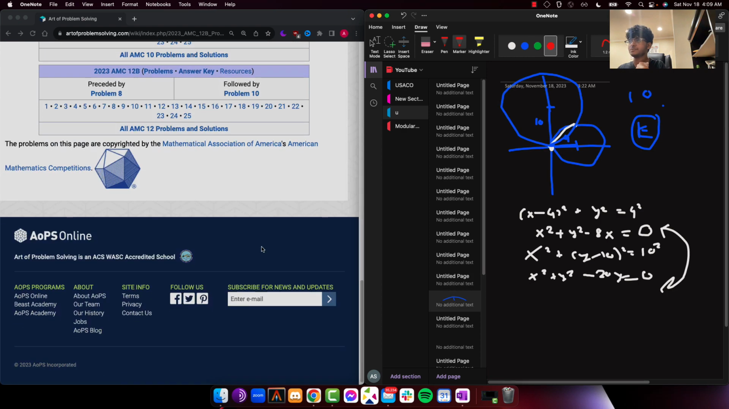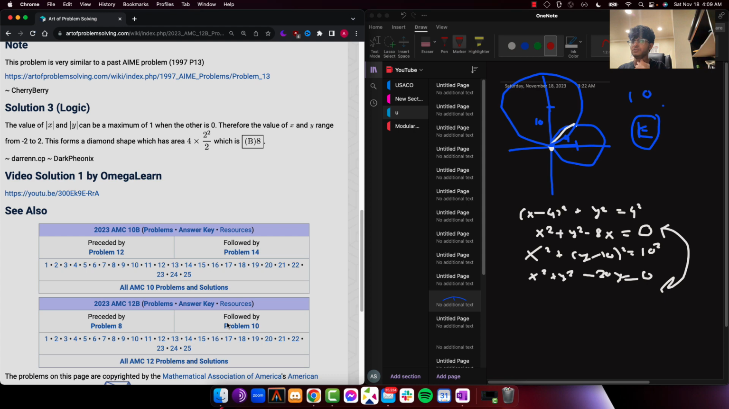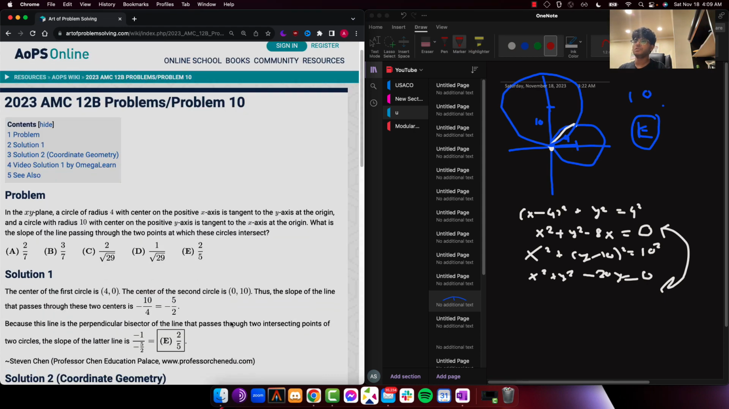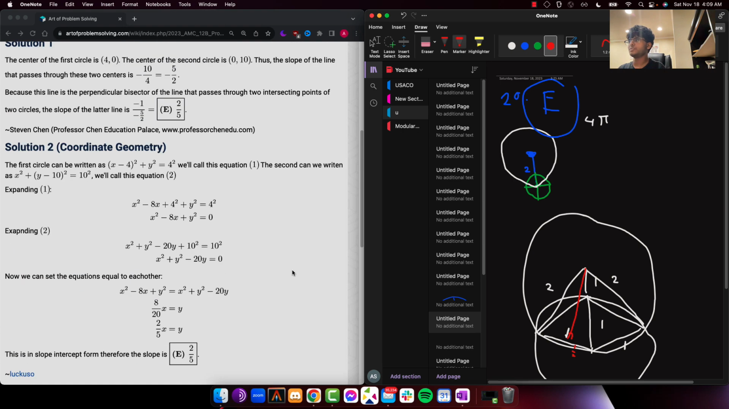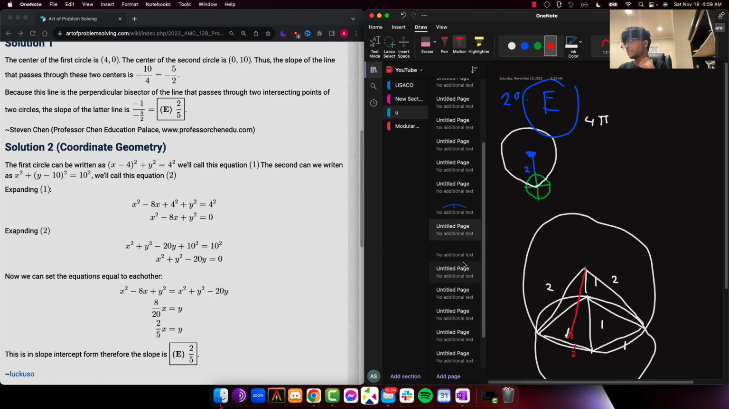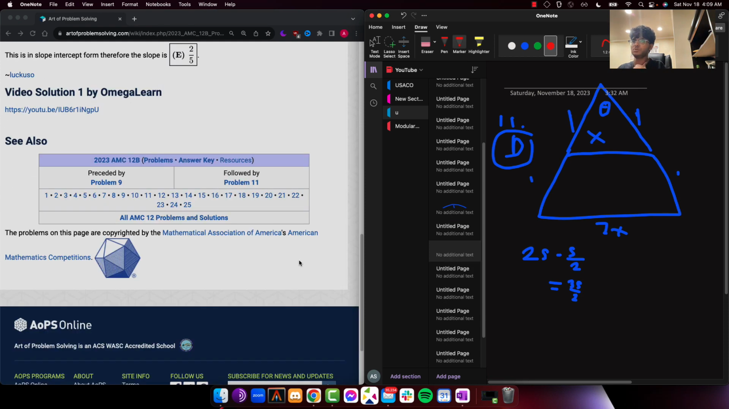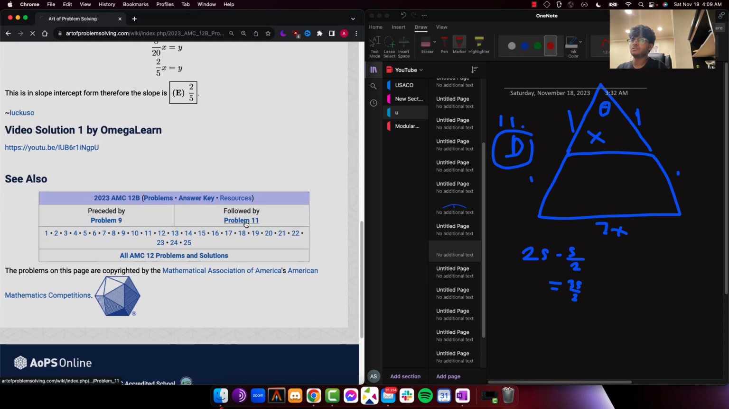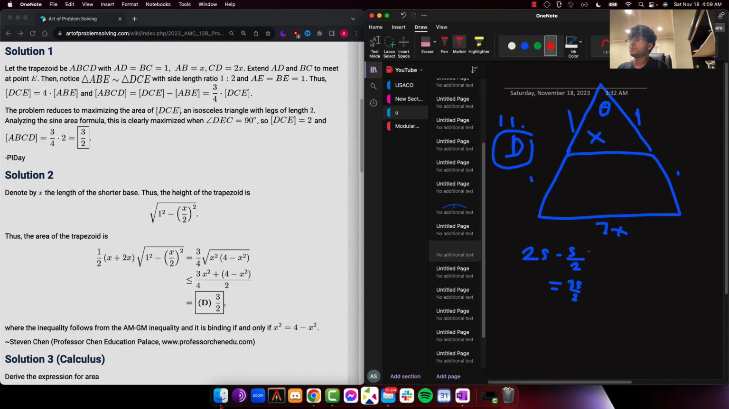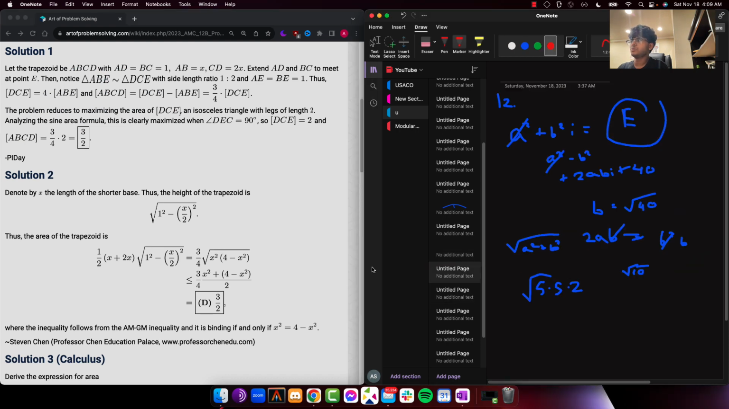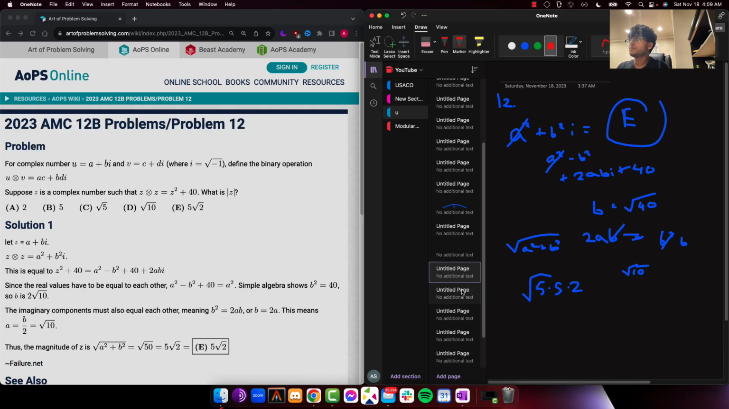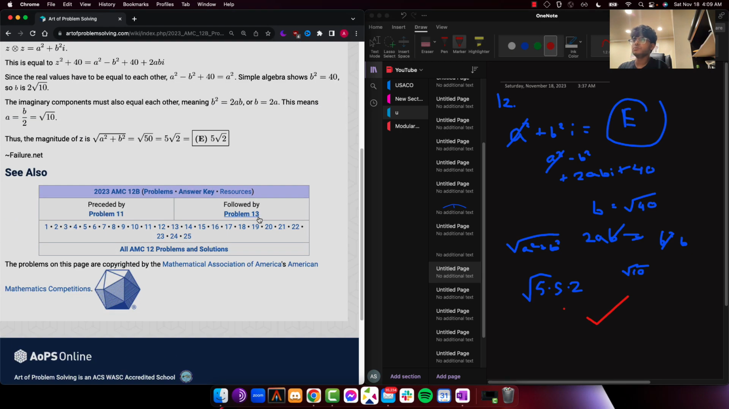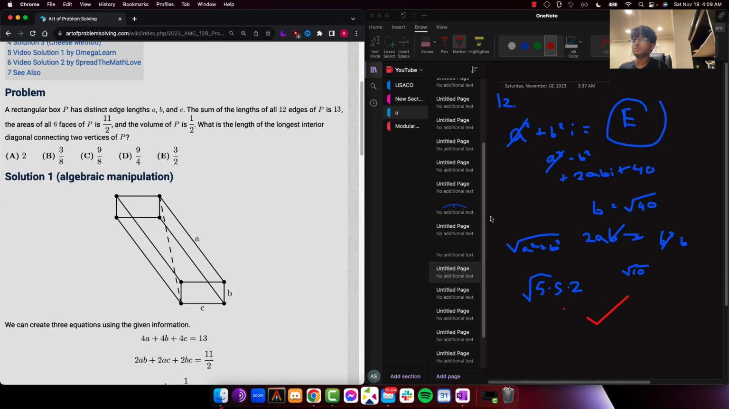Problem 10. I put E. Let's see what it was. Okay, it was E. Oh, okay. I did problem 20 next, but we'll go back to problem 20, I guess. Let's do problem 11 first. Problem 11, I put D. That's correct. Problem 12, I put E. That's correct. So far, none wrong. That's pretty decent.